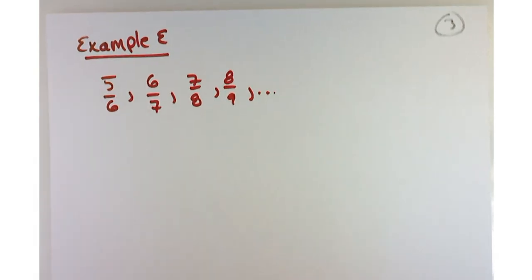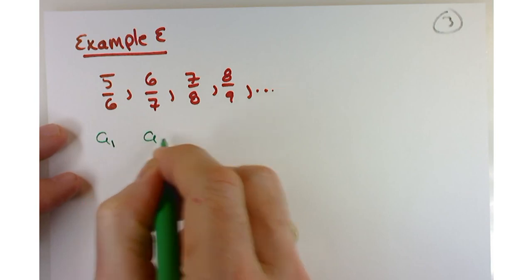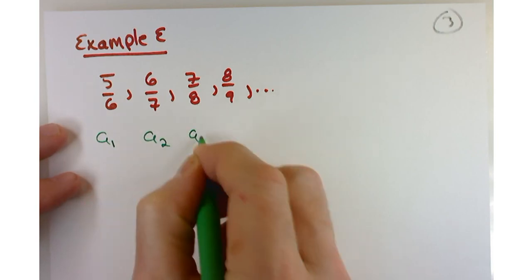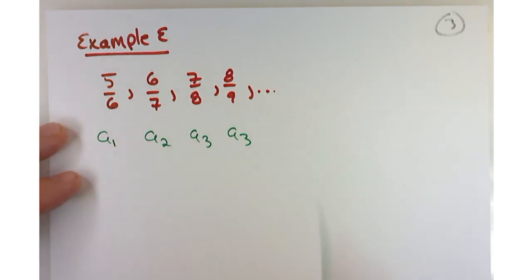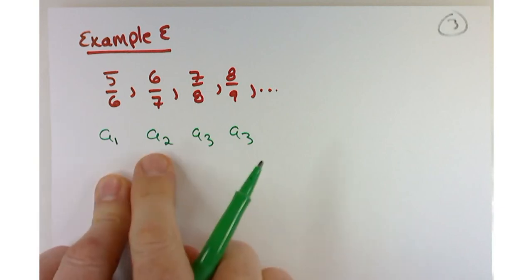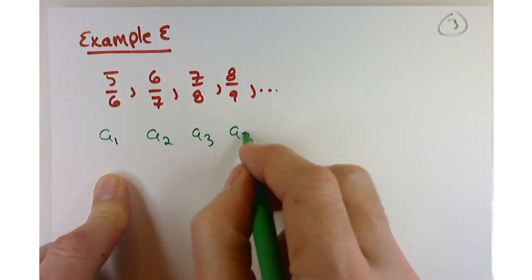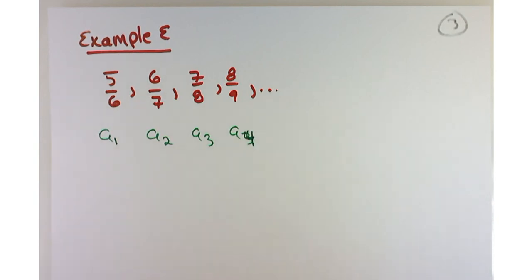Let me go back and remind you some of the notation here. So this term was a1. This term is a2, a3, a4. So I'm calling this sequence A, and I'm subscripting it with these numbers to correspond to each of these terms. And it might be helpful if I wrote a4 there instead of a3 twice.